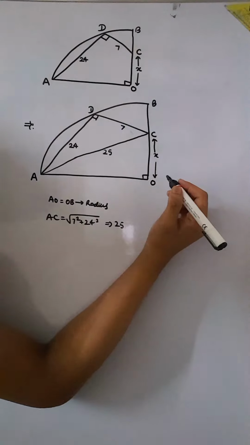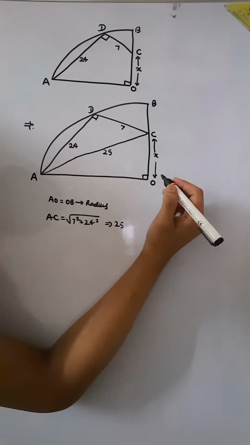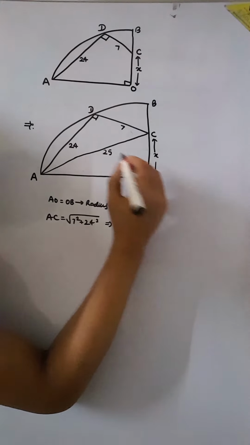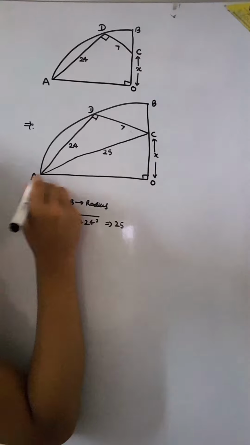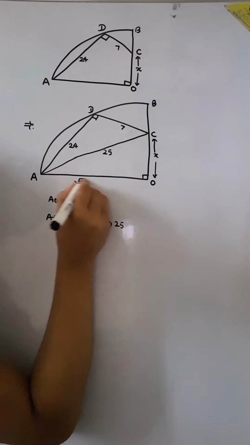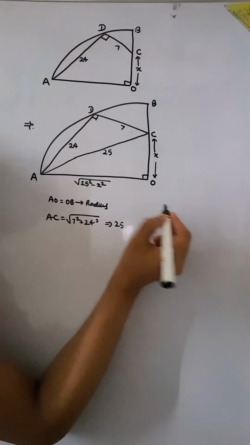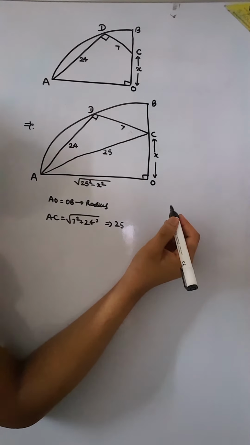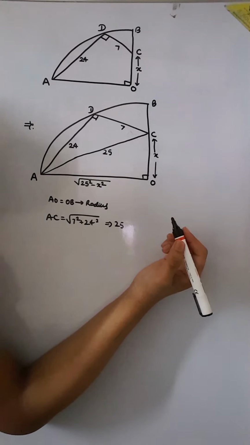So now this is 25, and this is x. So the value of AO will become the square root of 25 squared minus x squared, and this is our radius for now. So this we need to take into our consideration here.